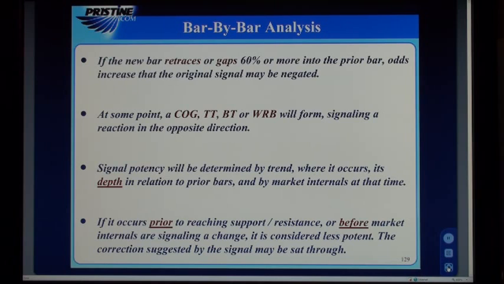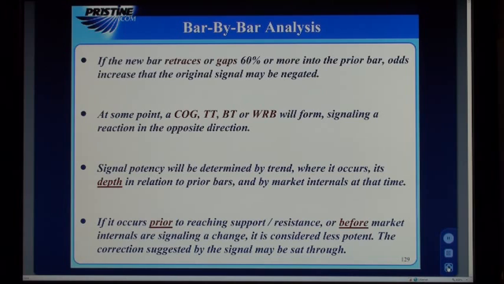Bar-by-bar analysis is going to incorporate candlestick analysis and retracement analysis. We're going to use retracements between the current bar and the prior bar. If a new bar retraces or gaps 60% or more into the prior bar, the odds increase that the original signal may be negated. At some point, a changing of the guard, a topping tail, a bottoming tail, or a wide range bar will form, signaling a reaction in the opposite direction.